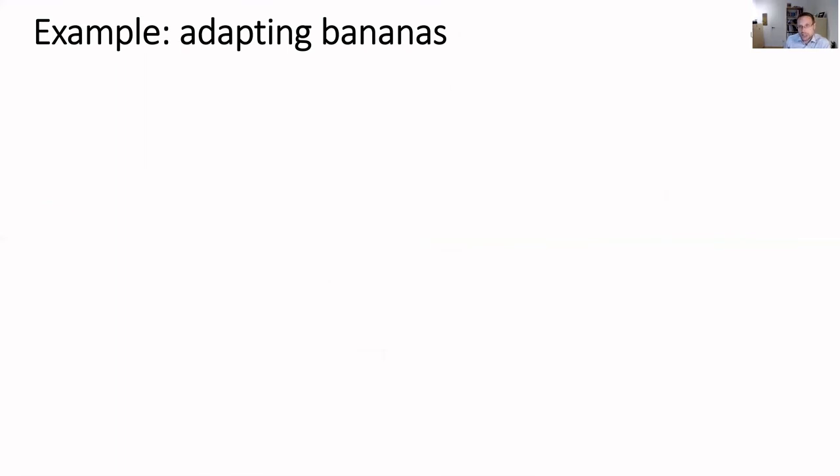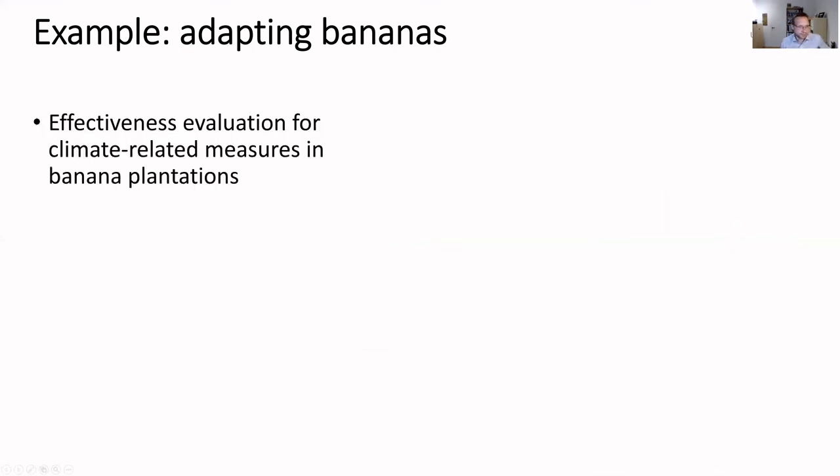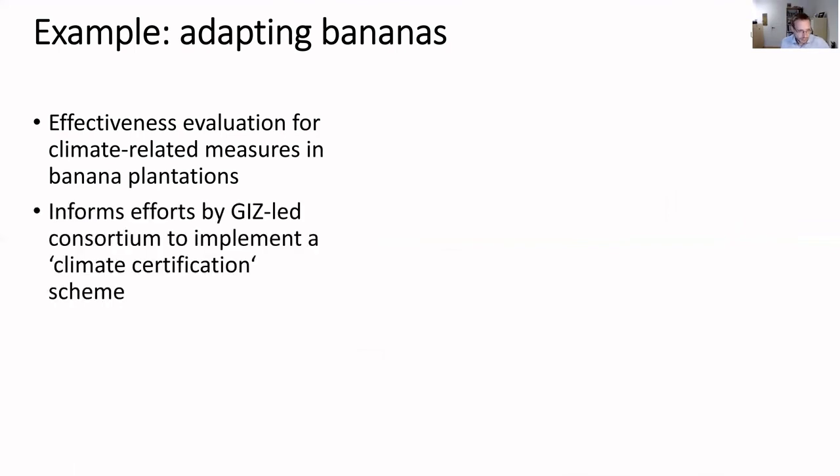A second example is still a work in progress. I just call it adapting bananas. We were recently approached by GIZ to help them with an effectiveness evaluation for climate-related measures in banana plantations. The background is that GIZ is working with a coalition on sustainable banana production. So it's German importers and retailers of bananas who want to implement some sort of climate certification scheme for banana plantations.